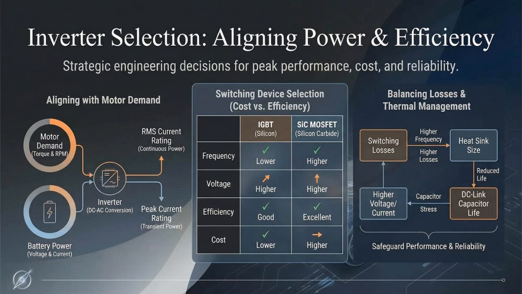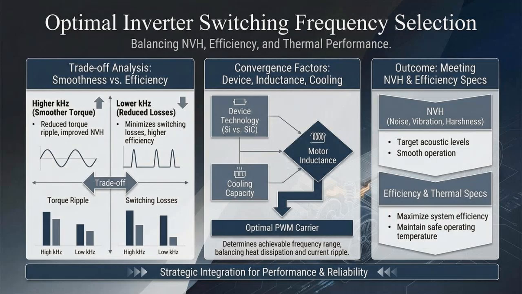We match the inverter's RMS and peak current ratings to what the motor actually needs. Then we decide whether to use IGBTs for lower cost or SiC devices for high frequency, high voltage efficiency. Finally, we balance switching losses, heat dissipation, heatsink size, and the life of the DC link capacitor, so the system delivers strong performance without sacrificing reliability.